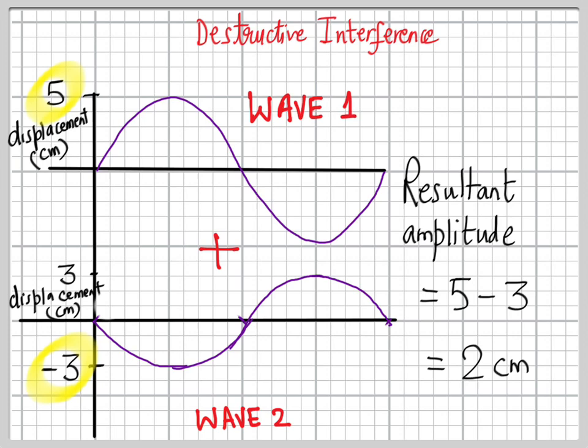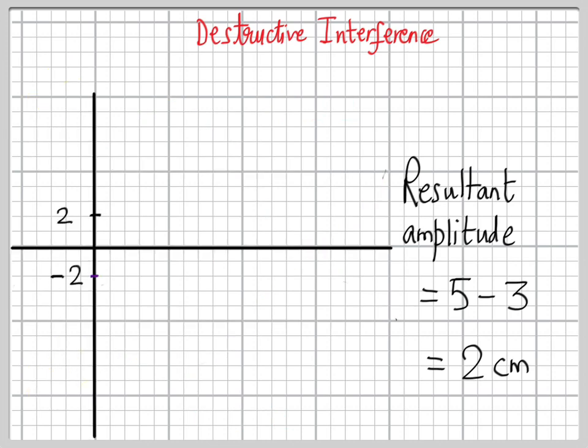So this is wave 1 and wave 2. They are undergoing destructive interference, and when we draw the resultant wave, it will look like this. So you have got 2 centimeters, so plus 2 centimeters, you can see that the wave has become smaller.